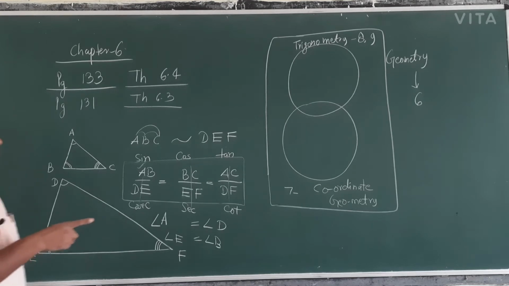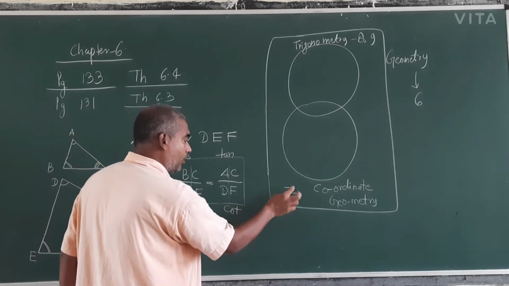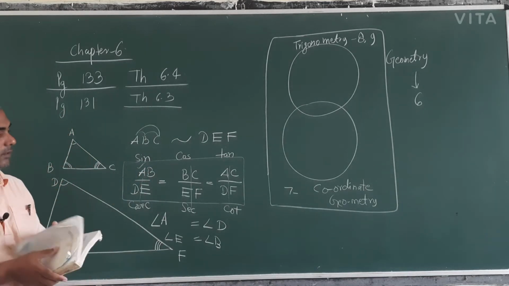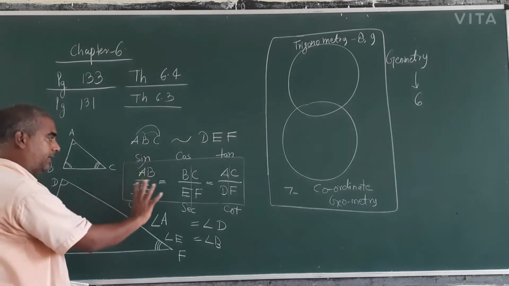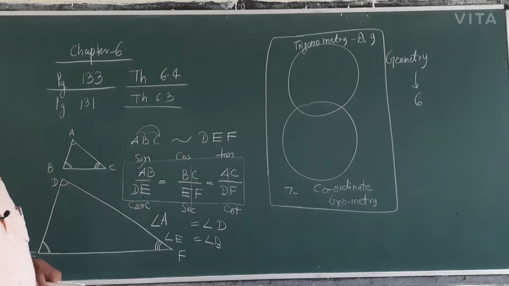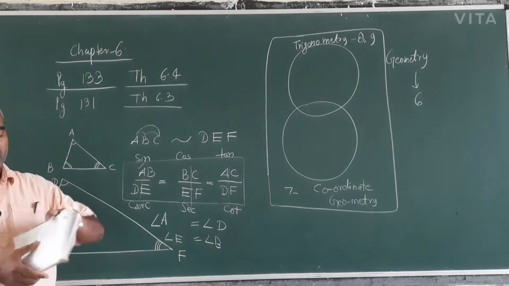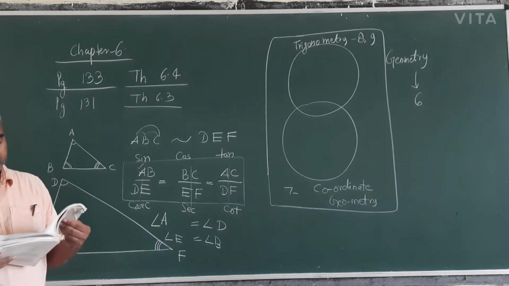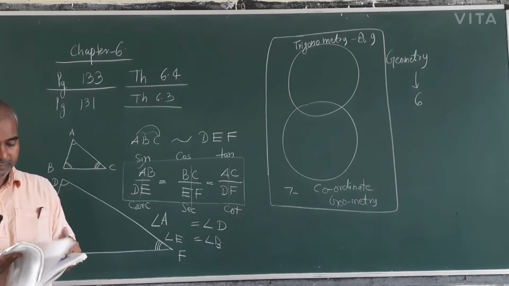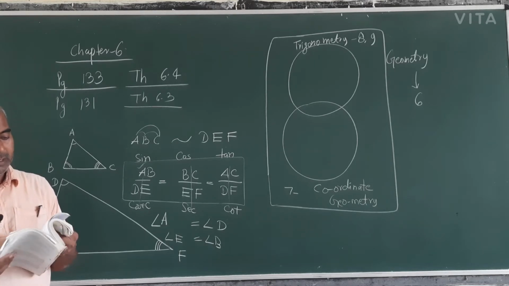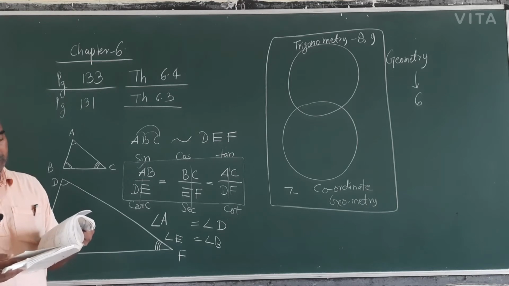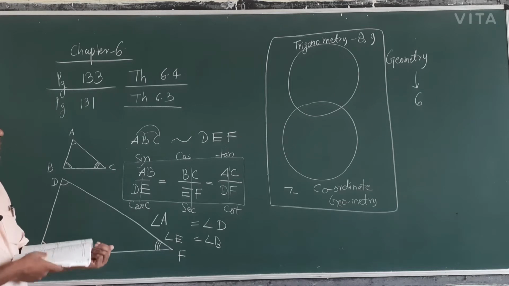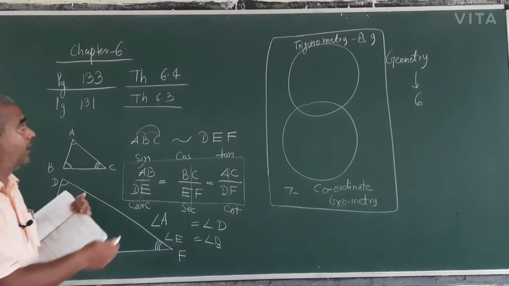So the question: in coordinate geometry, in chapter number 7, this ratio was also used. Where? This is sine, cosec, and this. In chapter number 7, this ratio is used. Where? In the section formula. For chapter number 7, you may see this chapter.